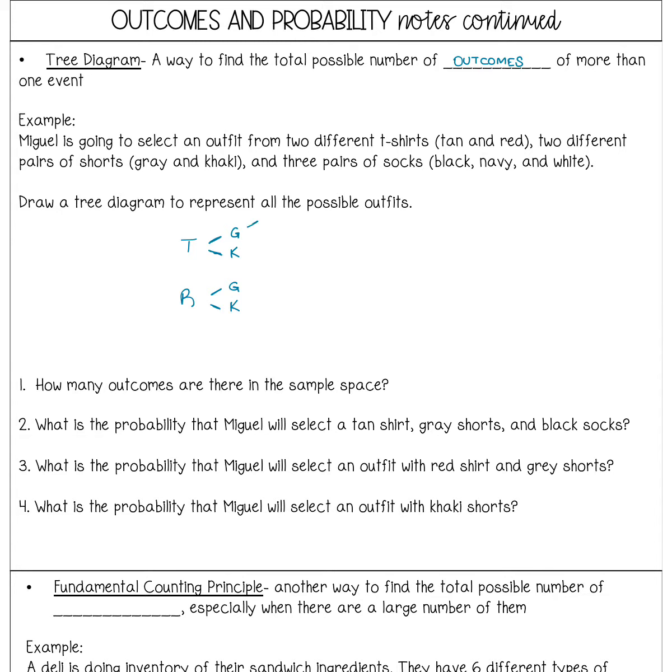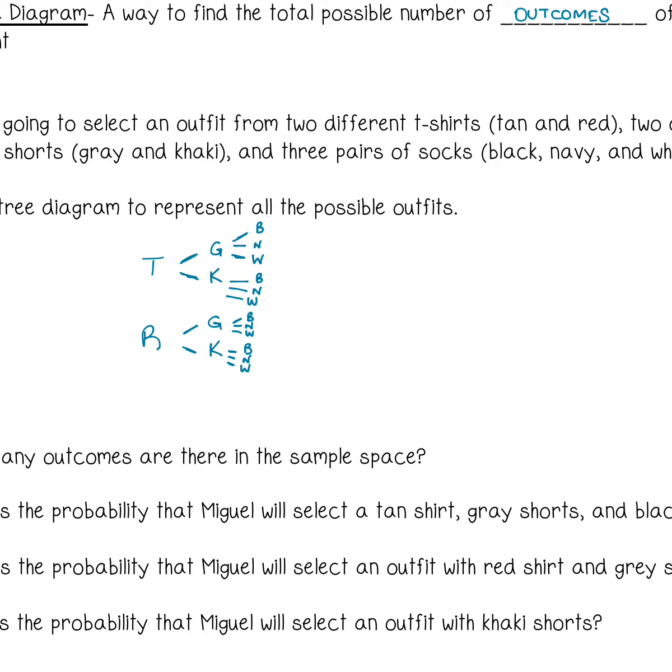So he can go tan shirt, gray shorts with black, navy, and white socks. He can also do that with his khaki breeches: black, navy, and white. Same thing if he were to go red first. So black, navy, and white, and then black, navy, and white. So it wants to know what our possible outcomes are.